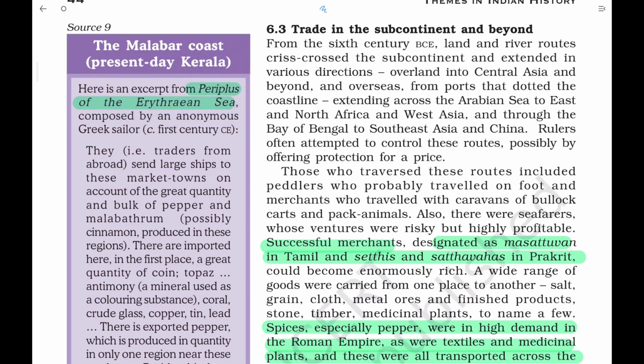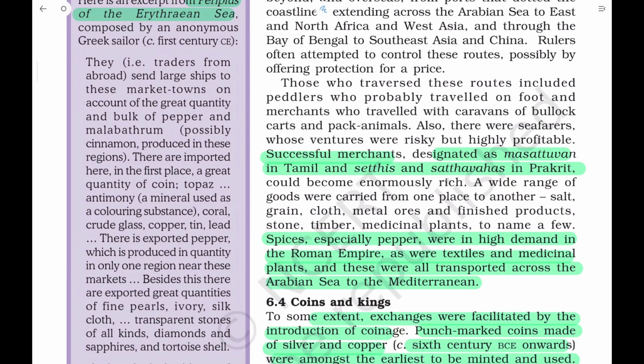Okay, now about the Malabar coast, there is mention in the Periplus of the Erythraean Sea. Now if we talk about the trade in the subcontinent and beyond, that is, trade relations of India and other countries, there were highly successful merchants designated as Massatuvan. Just underline this, that the Massatuvan was the type of merchants in Tamil, and Sethis and Satavahanas in Prakrit.